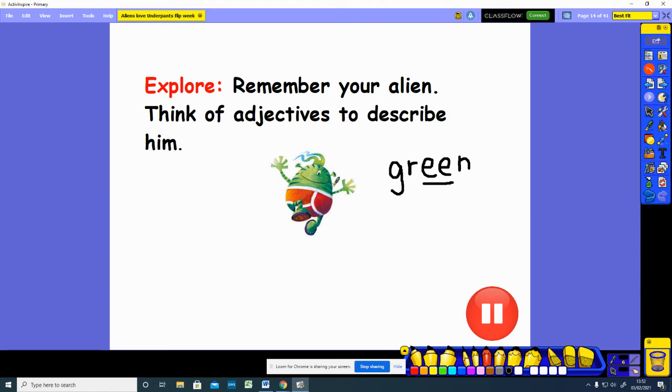Think of another describing word. I think he's quite small, this alien, so I'm going to write small. Small. 3 Fred fingers because there's 3 phonemes in small. A-l-l are special friends. Okay, so my alien is green and small.